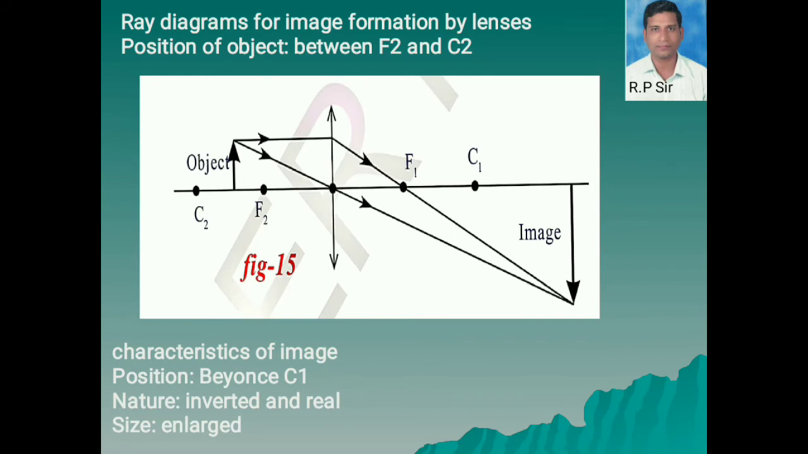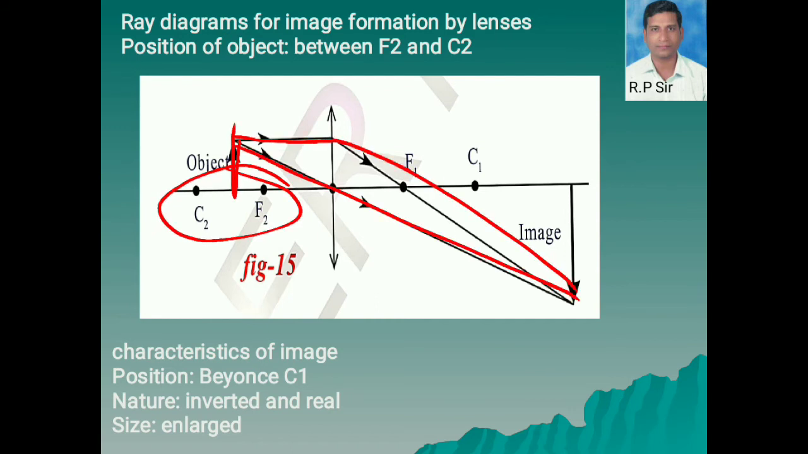Fourth case, position of object between F2 and C2. Again here we take the two rays. A parallel ray after refraction passing through the focal point. A ray which is passing through the optic center is undeviated. Here the two refracted rays intersect and form the image. The characteristics of the image: the image is formed beyond C1. It is inverted and real and an enlarged image.